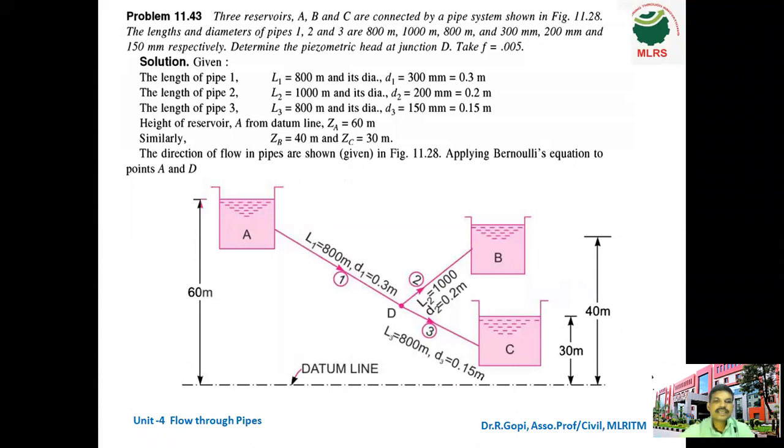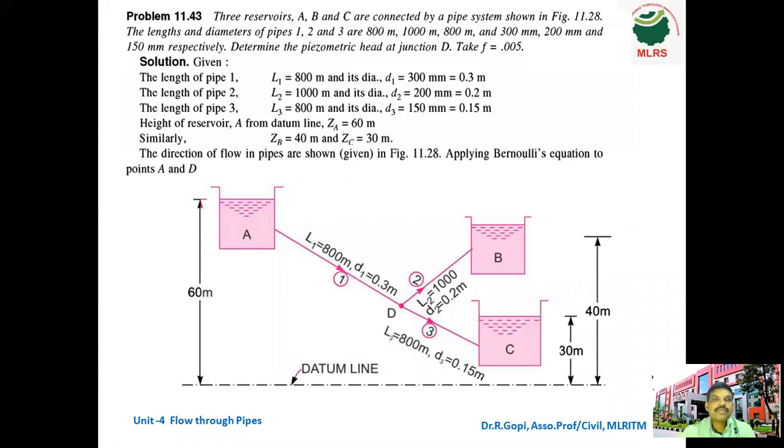Students, let us see the second problem. This problem is also the same as the previous problem. Here, what we have to do is calculate the piezometric head at the junction D point. Let us see the problem. I'll read the question. Please follow.